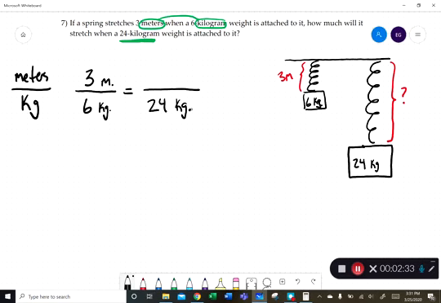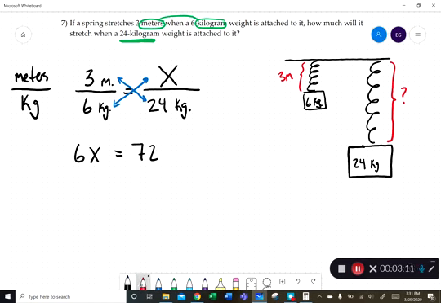So the question, how much will it stretch? Well, that is the unknown. How many meters will it stretch? So now again, we have a proportion. We could solve this proportion by solving for x, and to do that, we can cross multiply. So we have 6 times x, and on the other side, we have 3 times 24, and that is 72.